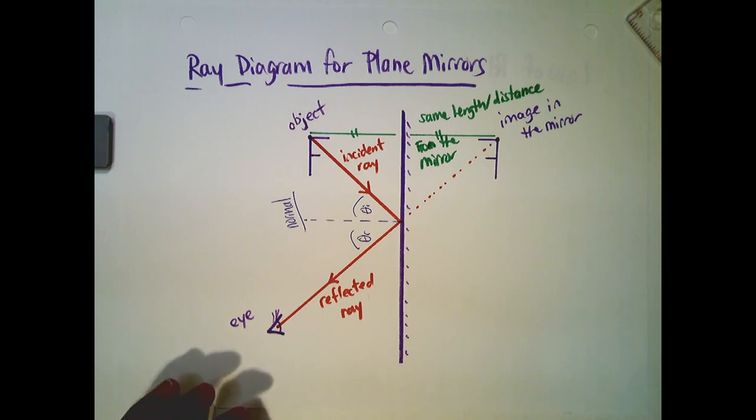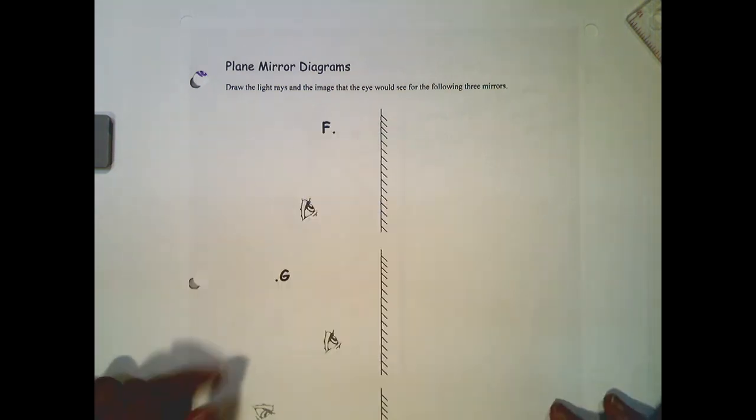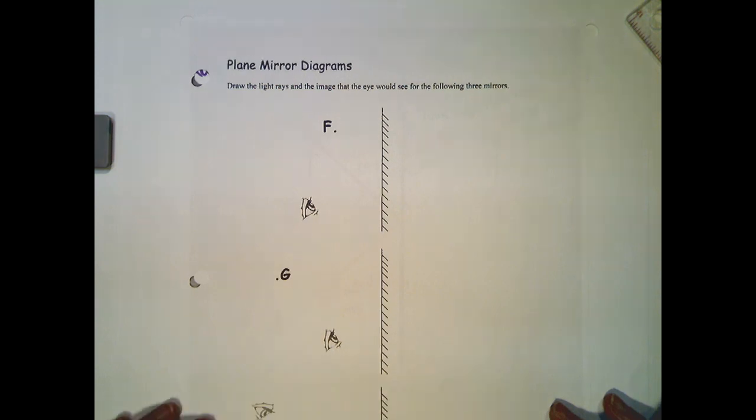You guys need more practice. Here are plane mirror diagrams, so try it out. Oh, look, we just did a letter F, so you could try that. You could try the letter G and try the last here, letter J.